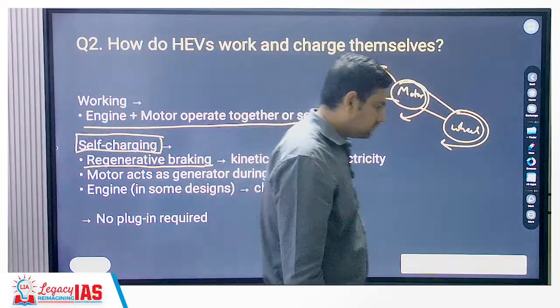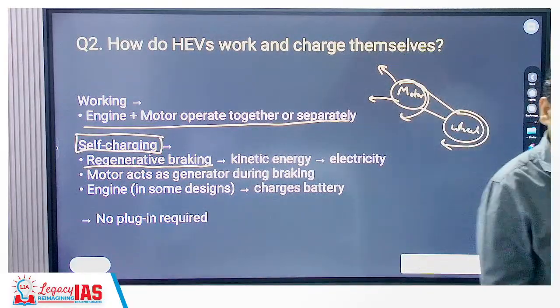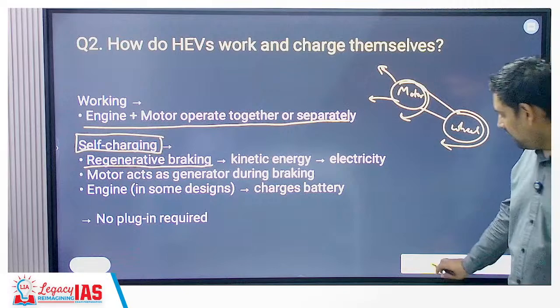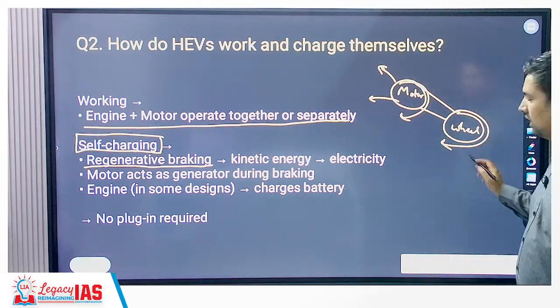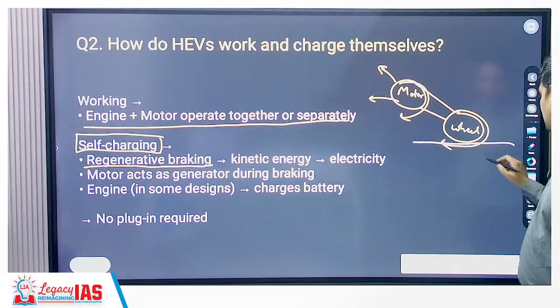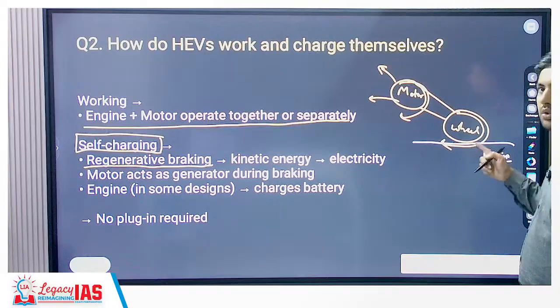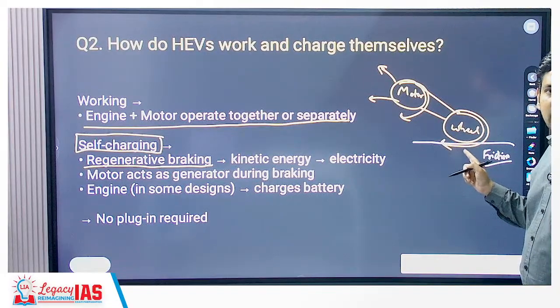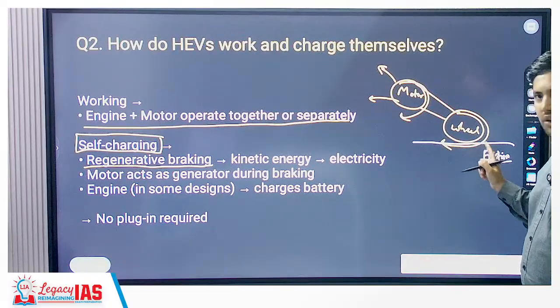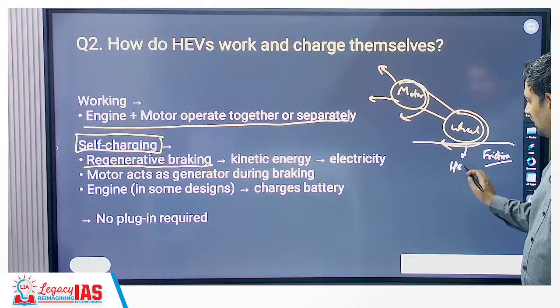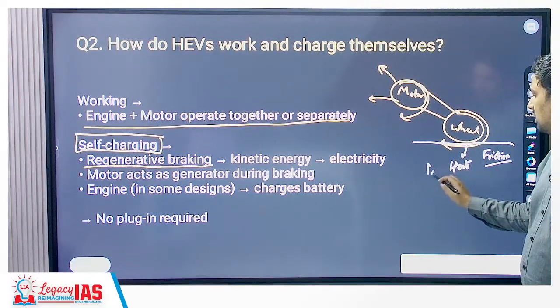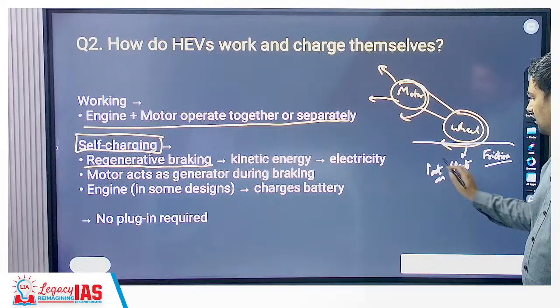Now when you put a brake, what happens? While braking, this wheel suddenly stops using friction, correct? Friction with the road. This tire stops with the use of friction. Now because it stops with friction, a lot of energy is lost as heat.